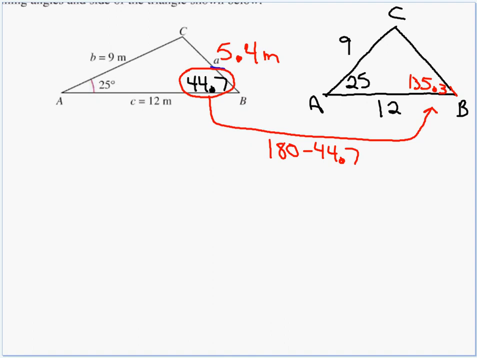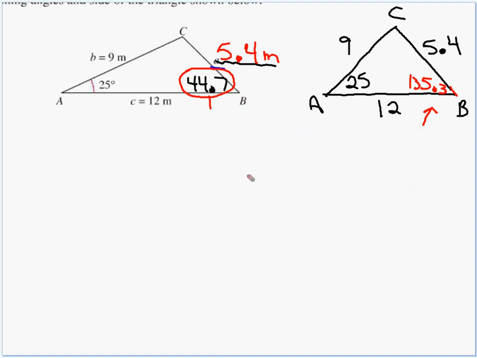135.3. And I should have put in there right away, when we found this 5.4, that is also true on both triangles if two triangles exist. All right, now look at what we're left with. Our triangles are almost done. We're just missing angle C.